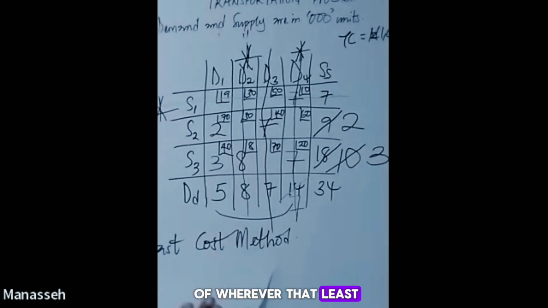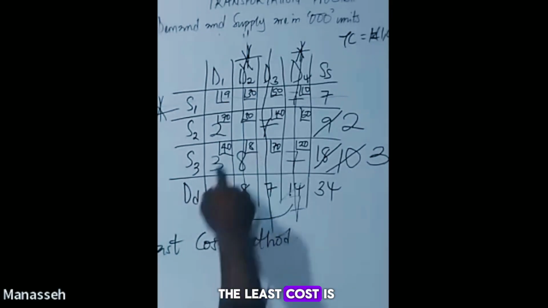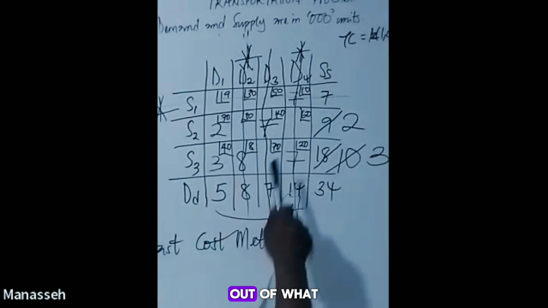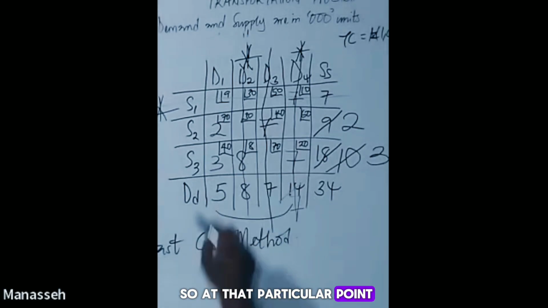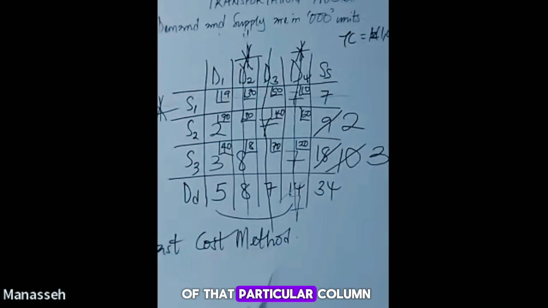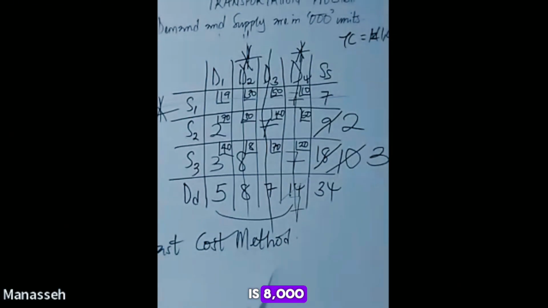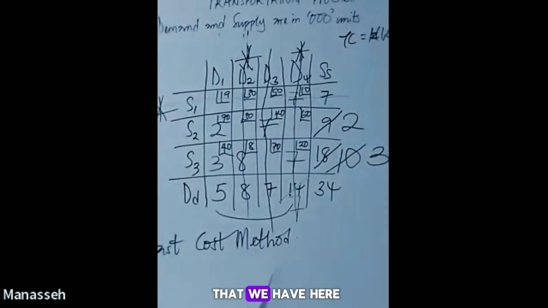Irrespective of wherever that least cost is, we are only interested in where the least cost is. Based on that, we found out that the least cost is 8 naira out of every other cost implication of moving the product from one point to another. At that point, the next question we ask ourselves is: what is the demand of that particular column? The demand of that particular destination is 8,000. Which of the cells that we have here can meet up with the demand at this particular cell?